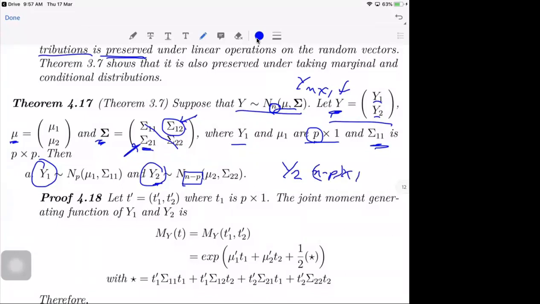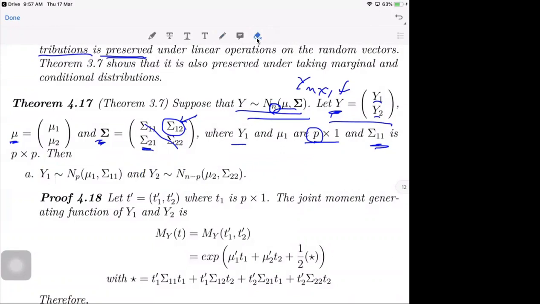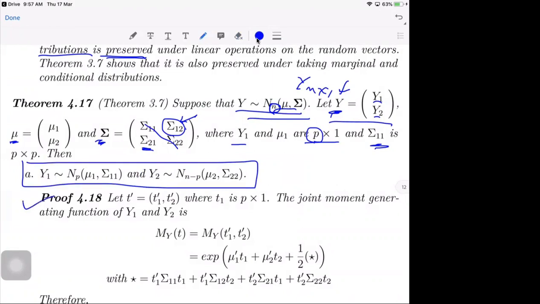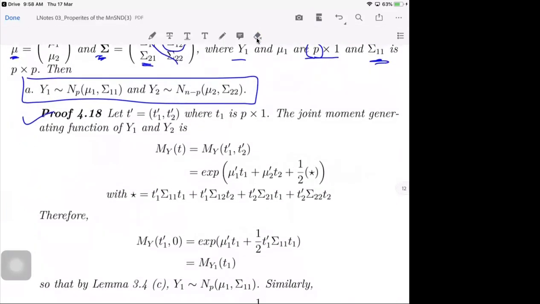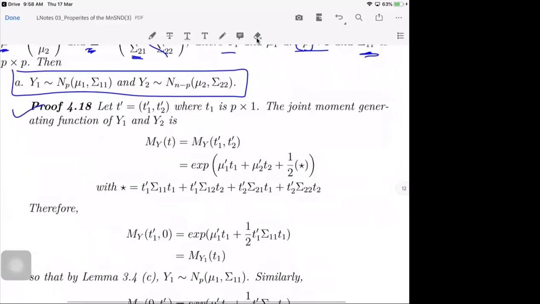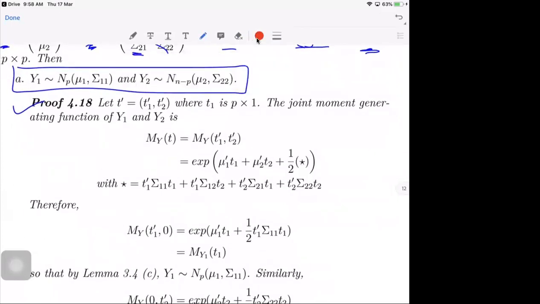So if our y is normally distributed, the marginals are also normally distributed. You can prove that, or show that, by getting the moment generating function of y. It is normal, so it has a moment generating function. Again, moment generating functions are unique per random variable. So if it is normal, it has its own moment generating function.